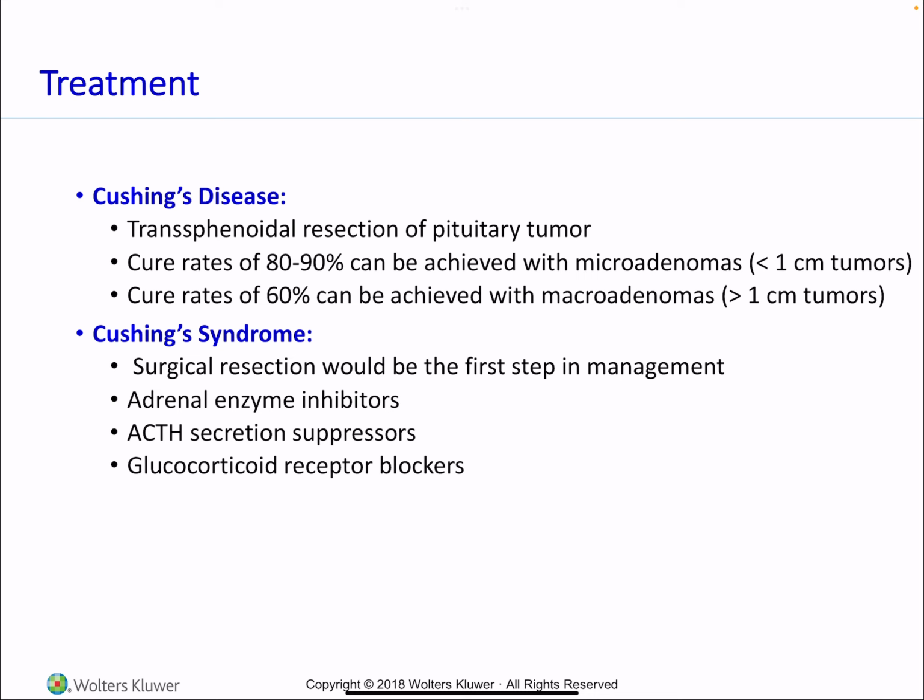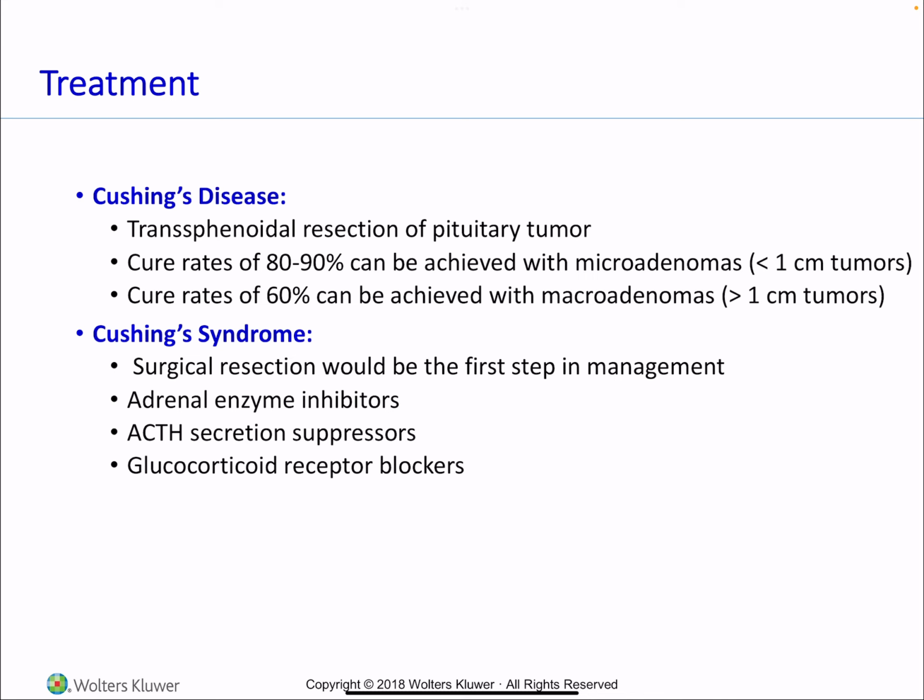Well, for Cushing's disease, there's the transsphenoidal resection of the pituitary tumor, and transsphenoidal literally means through the sphenoid sinus. So it is a surgery that is performed through the nose and the sphenoid sinuses to remove a type of pituitary tumor. This transsphenoidal surgery can be performed with an endoscope, a microscope, or both of them.